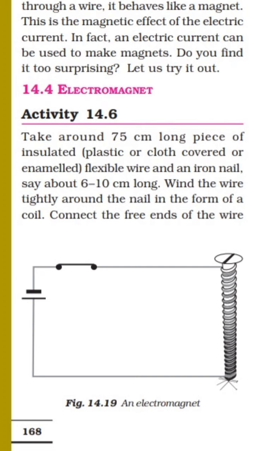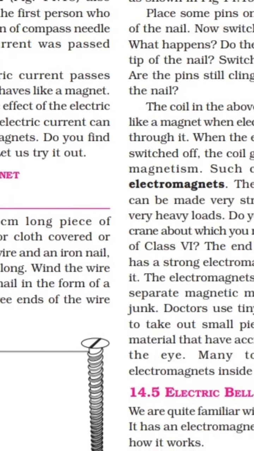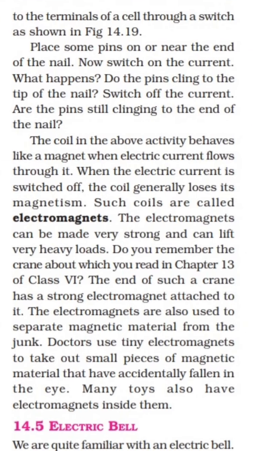Connect the free ends of the wire to the terminals of a cell. You can see on the screen also. One wire is connected to the positive terminal and one to the negative terminal of the cell, as shown in the figure. Then place some pins on or near the end of the nail. Now switch on the current.